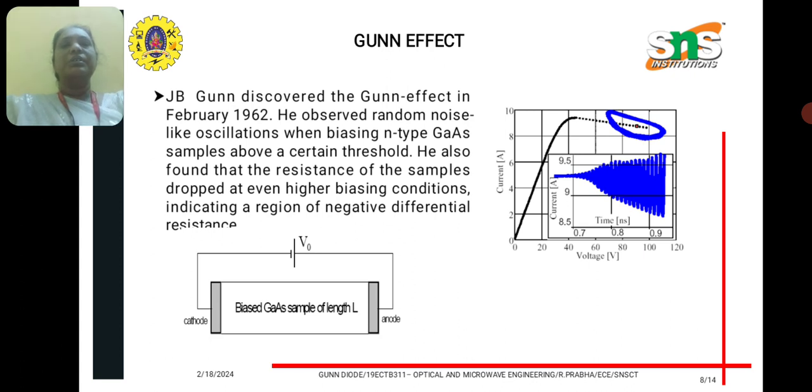So now we are going to see the Gunn effect. J.B. Gunn, the scientist, discovered the Gunn effect in February 1962. He observed random noise-like oscillations when biasing N-type gallium arsenide samples above a certain threshold. He also found that the resistance of the samples dropped at even higher biasing conditions, indicating a region of negative differential resistance. So this is the base for the Gunn diode. This is called the Gunn effect. By using this Gunn effect principle, the Gunn diode works.